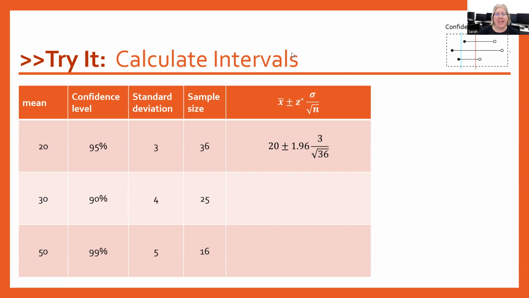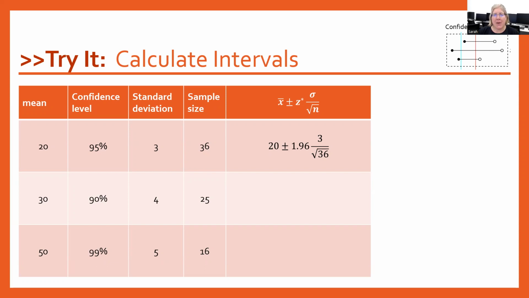So when I plug this into the formula, I'm going to start with the 20, and then I'll do plus or minus. And then I have to replace that 95% with the z-score that goes with that. So that one is a 1.96. So that's where that came from. And then I have times 3 divided by the square root of 36.